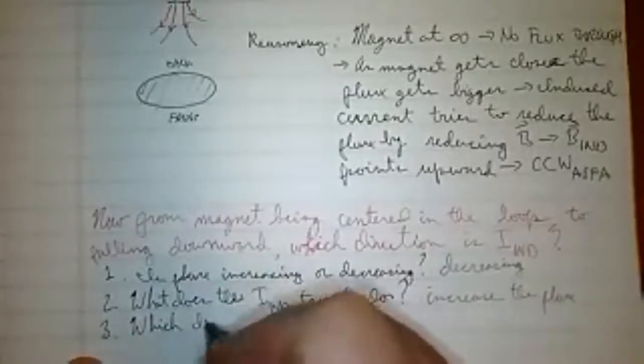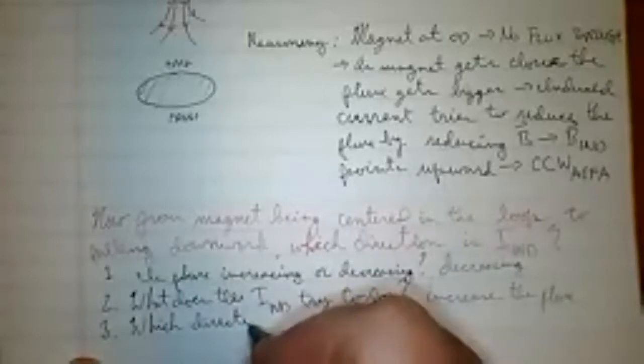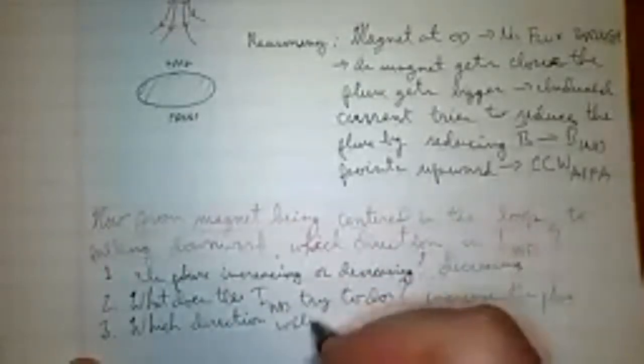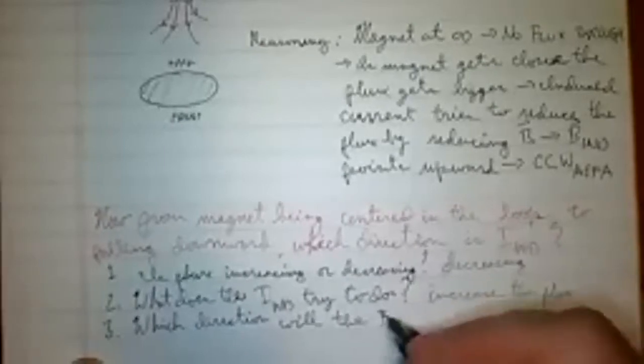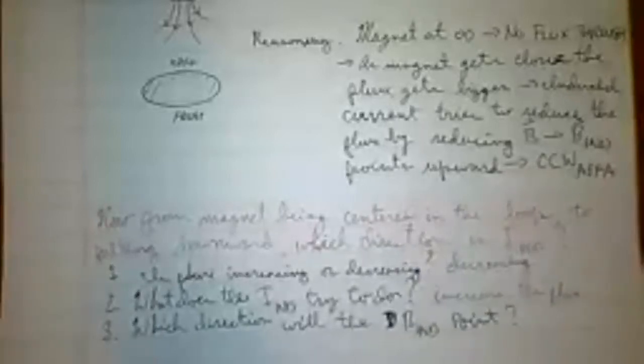Which direction will the B induced point? Okay, so this is again that clockwise versus counterclockwise as seen from above. Or actually, no, since I'm talking about B, it's just up or down. Does the magnetic field have to point up or down to try to restore the flux, i.e. to increase the flux?